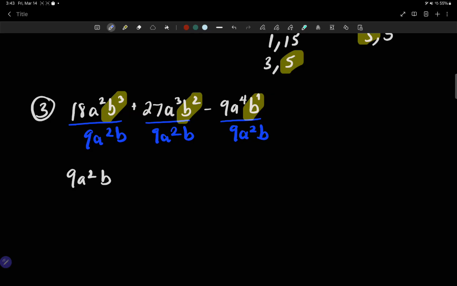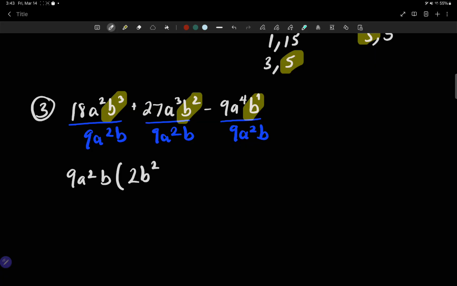So looking at the first term, I have 18 divided by 9. That's going to leave me with a 2. And then 2 factors of a divided by 2 factors of a just becomes a 1. We don't write that 1. 3 factors of b divided by 1 factor of b is going to be a b squared.